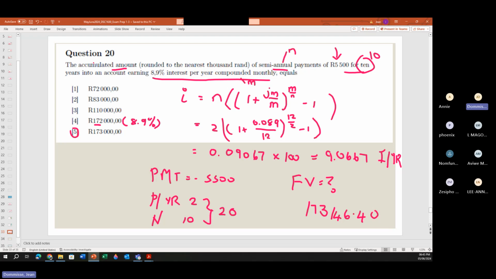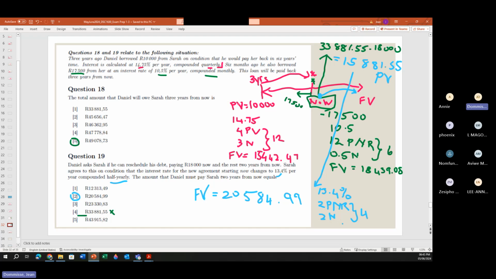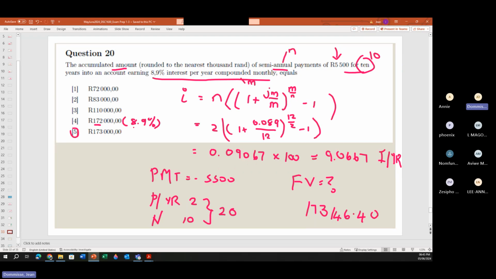It is very easy in question 20 to ask what is the present value. It's more difficult to ask it in a question like question 18 and 19, because we actually have all the present values. But in a question like question 20, one could have been asked what the present value was as well.